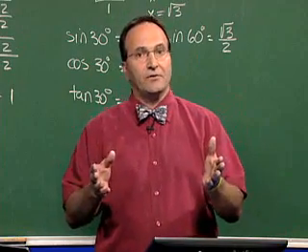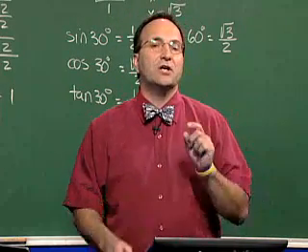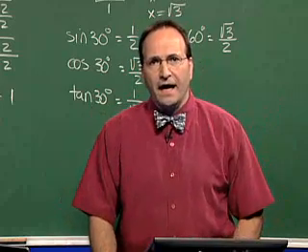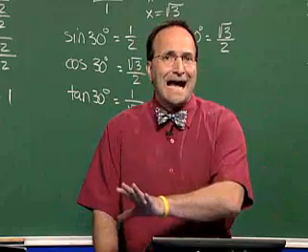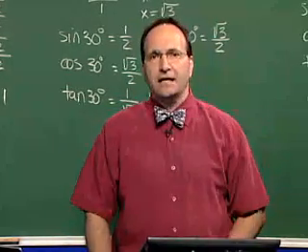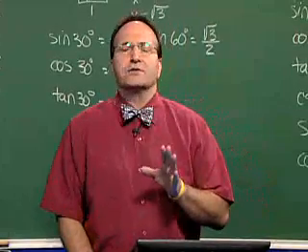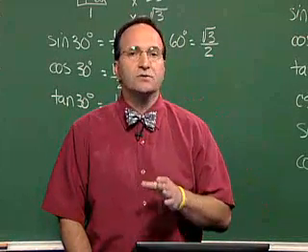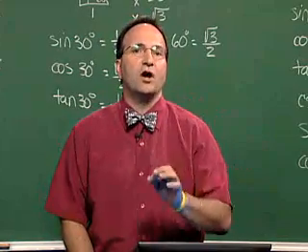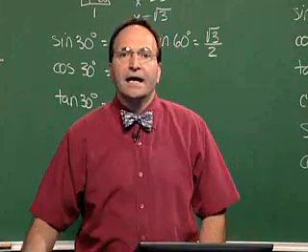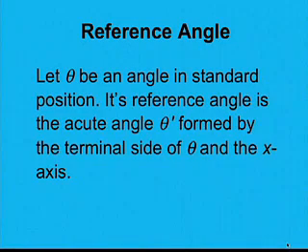Well, so far we have found the trigonometric function values when it is an acute angle. But what if the angle is greater than 90 degrees, yet less than 180 degrees? Well, then the trigonometric function values can be calculated using their values at the corresponding acute angle, which is called the reference angle. Here's the definition that we will use. Let theta be an angle in standard position. Its reference angle is the acute angle theta prime formed by the terminal side of theta and the x-axis.